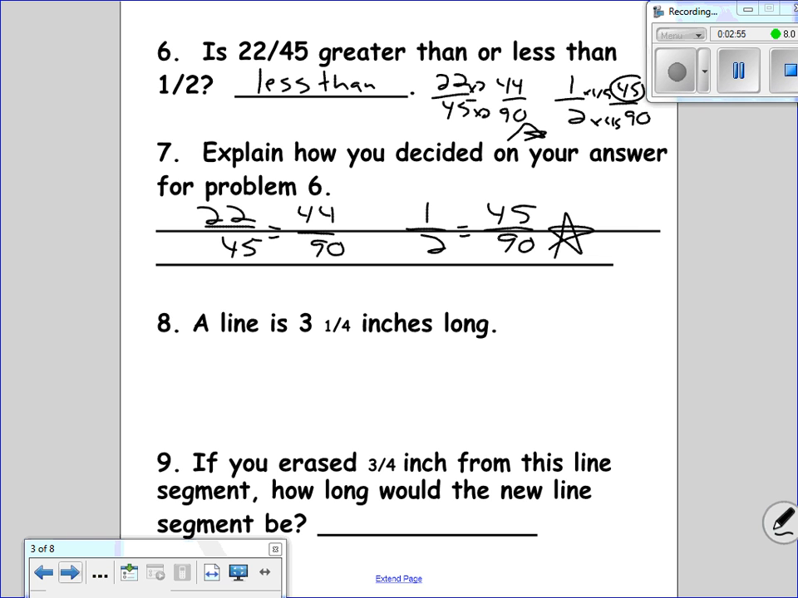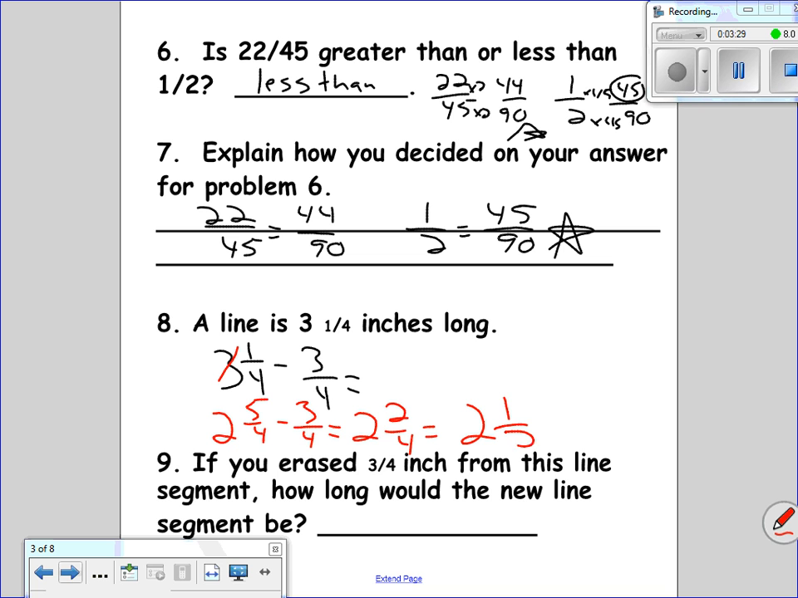A line is 3 1/4 inches long. If you erase 3/4 from this line segment, how long would it be? So I have 3 1/4. I'm subtracting 3/4. So when I'm subtracting, first thing, number on the left larger than one on the right. It is. Denominator is the same. They are. My numerator is smaller. 1 is smaller than 3. So I'm going to have to borrow 2. This becomes 5/4 minus 3/4. So my answer is 2 2/4. I can't leave it that way because 2/4 can get reduced. It's 2 1/2.